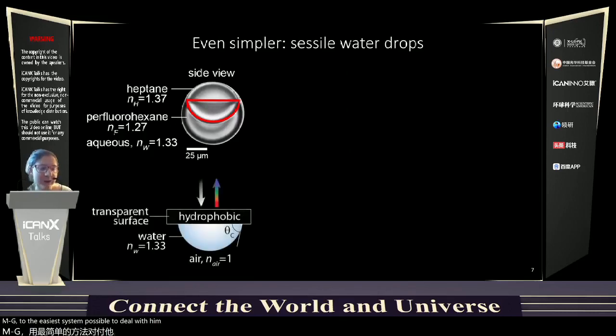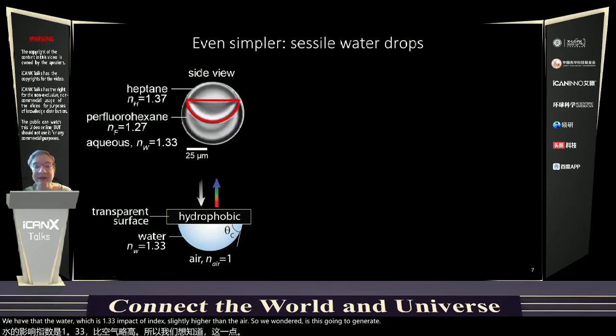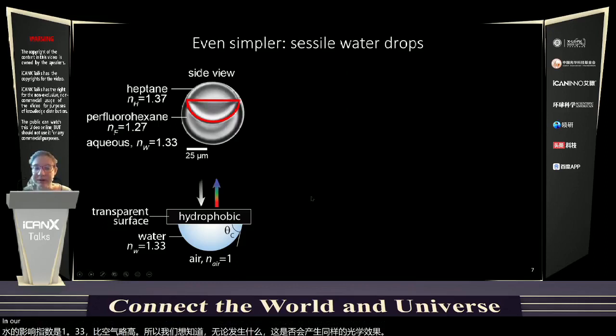And we came up with this, which is just water droplets, a water droplet of a similar contact angle and radius of curvature and size to the inner part of these oil droplets. We have the water, which is 1.33 refractive index, slightly higher than the air. So we wondered, is this going to generate the same optical effect as whatever is happening in our droplets?